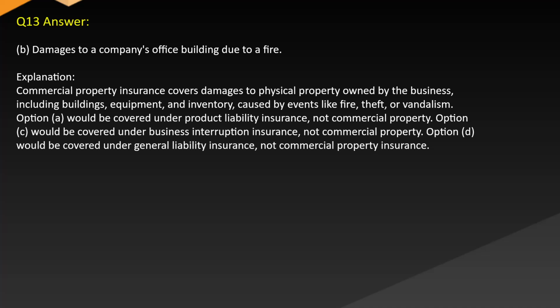Option A would be covered under product liability insurance, not commercial property. Option C would be covered under business interruption insurance, not commercial property. Option D would be covered under general liability insurance, not commercial property insurance.